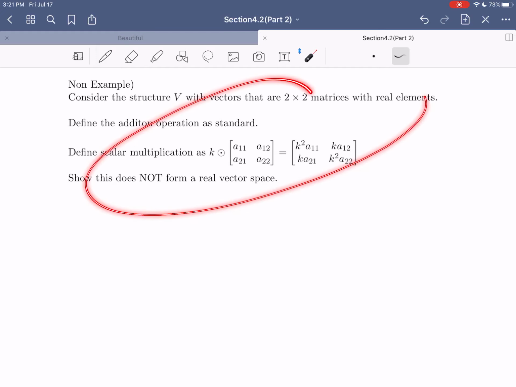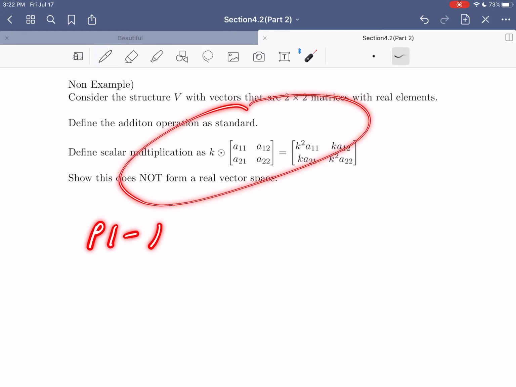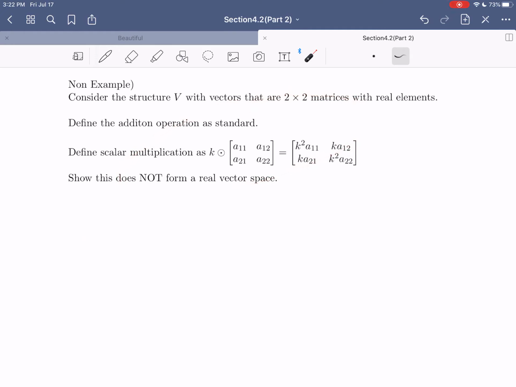Now, this is a really interesting one. If you want, on your own, you can go through and show that P1 through P9 are all satisfied. So this meets the first 9 properties of being a vector space. But unfortunately, it fails property 10. So we're going to give a counterexample to P10. So to do that, we're going to let U be an element.